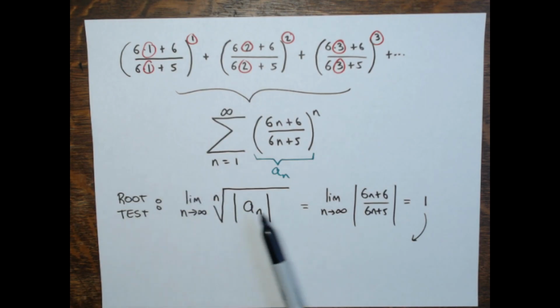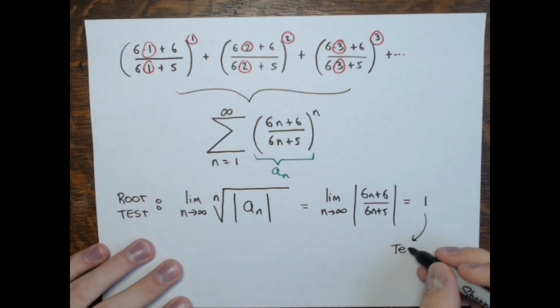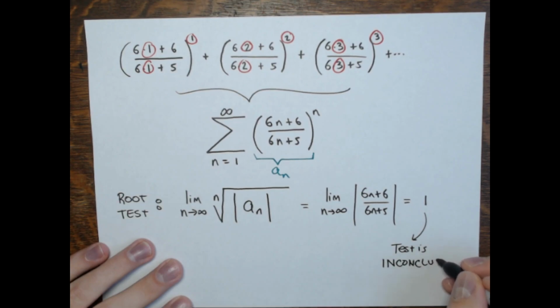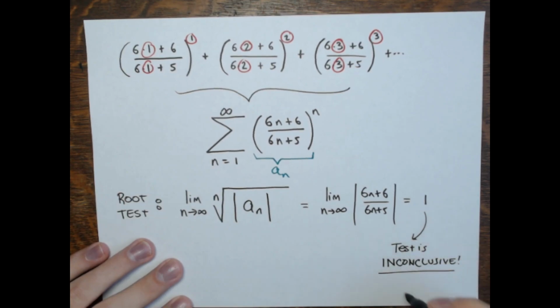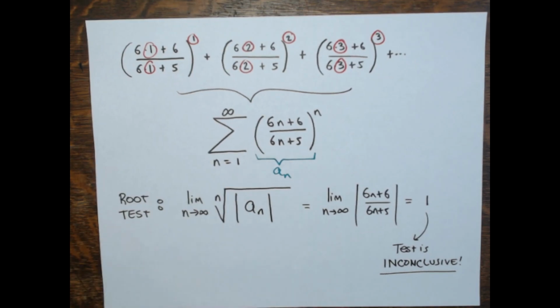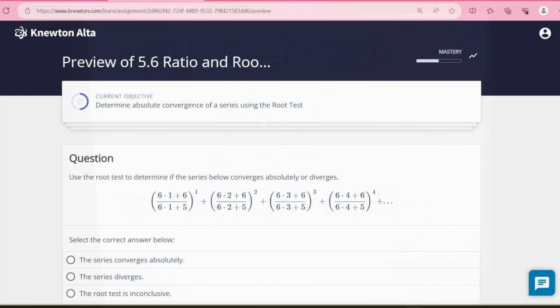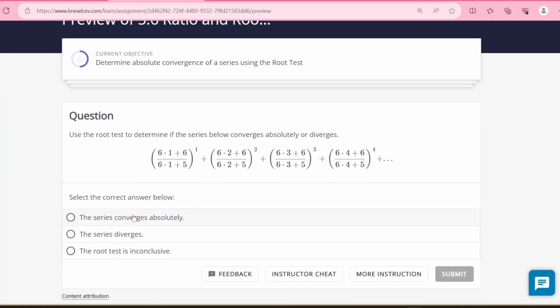Remember, if this limit, same as with the ratio test, right? When you're doing the limit of those ratios, if this limit is 1, the test is inconclusive. You cannot tell if the series is going to converge or diverge. You'd have to figure out some other way to show it. But that's all we're asked to do, though, here. Use the root test, and that limit was 1. So the root test is inconclusive.